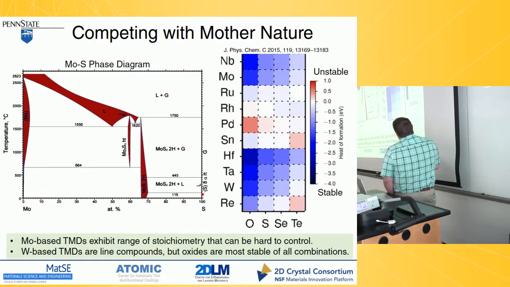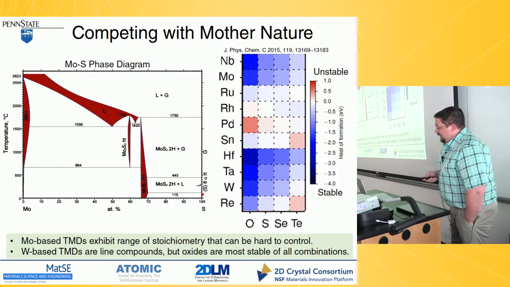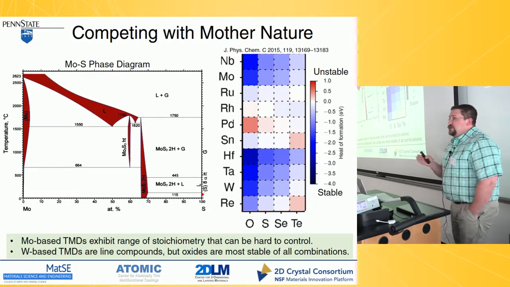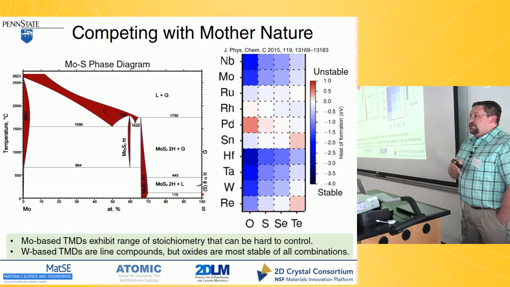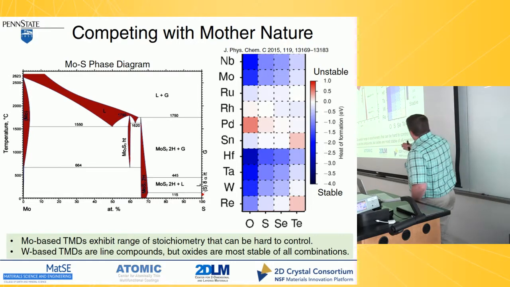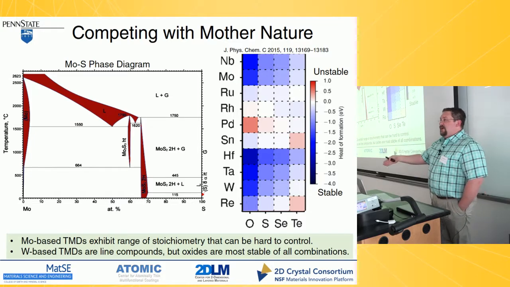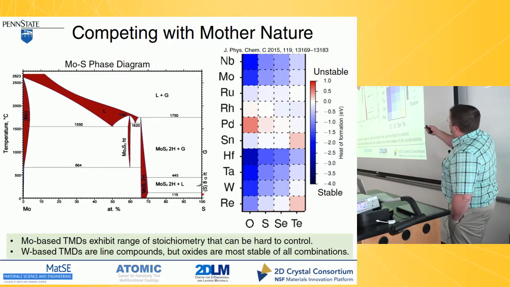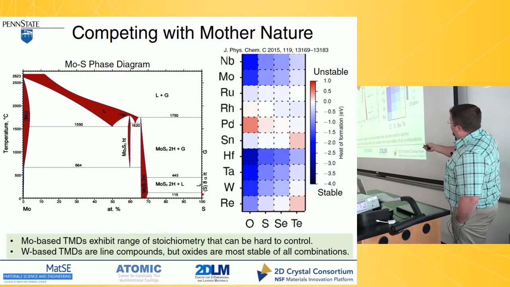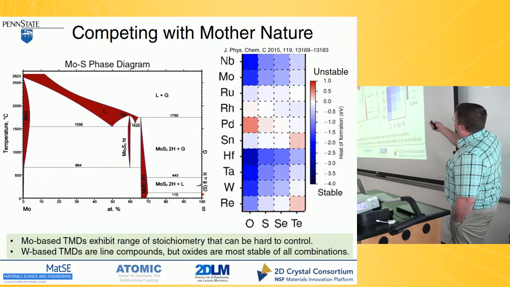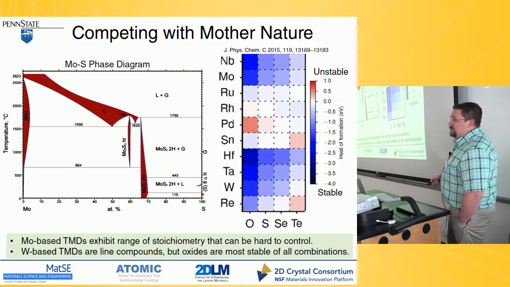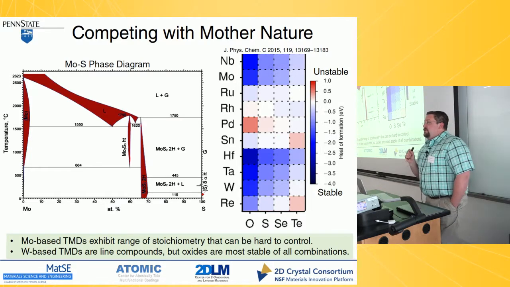So this is a nice little theoretical showing here. So the closer you get to blue, the darker the blue, the more stable. As it goes to white, you're becoming, you know, a lot less stable. You go to red, it's unstable. So you can look here at moly. Here's our, you know, oxygen, selenium, sulfur, tellurium as you go across. Well, moly oxide is the most stable. All these guys, the oxide is the most stable, right? So you're always going to be competing with this.